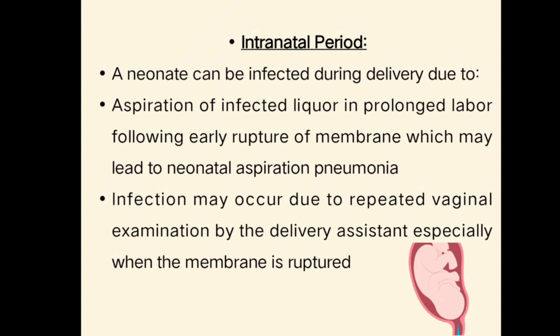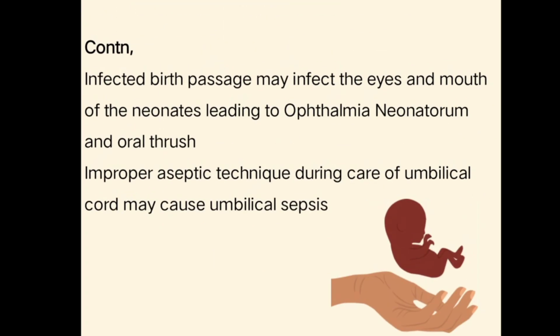At that period of time, the baby may develop the infection due to aspiration of the infected liquor. For example, if the baby has passed meconium inside, and aspirates that liquor, it can also develop this infection. Next, the infected birth passage may infect the eyes and mouth of the neonates, leading to ophthalmia neonatorum and oral thrush. If the mother has candidiasis, during delivery the baby will sweep the perineum, and those candida organisms get into the baby's mouth and eyes.